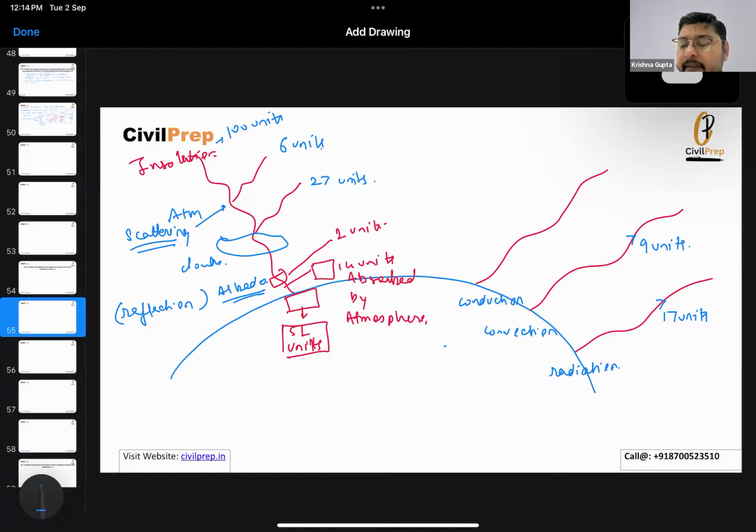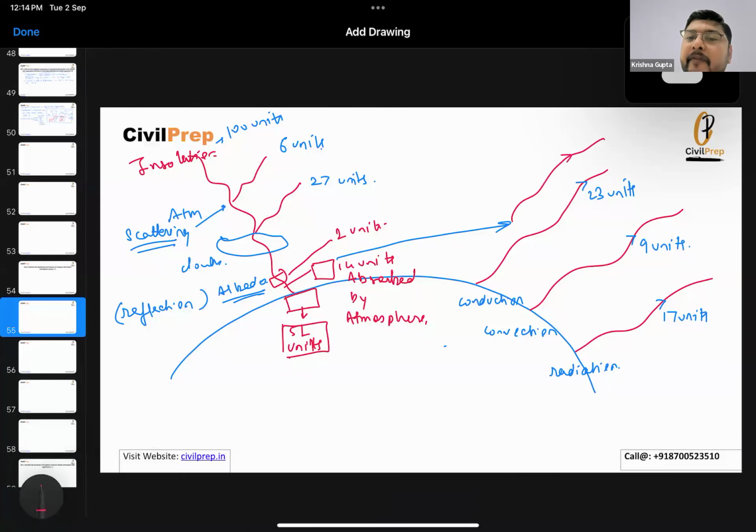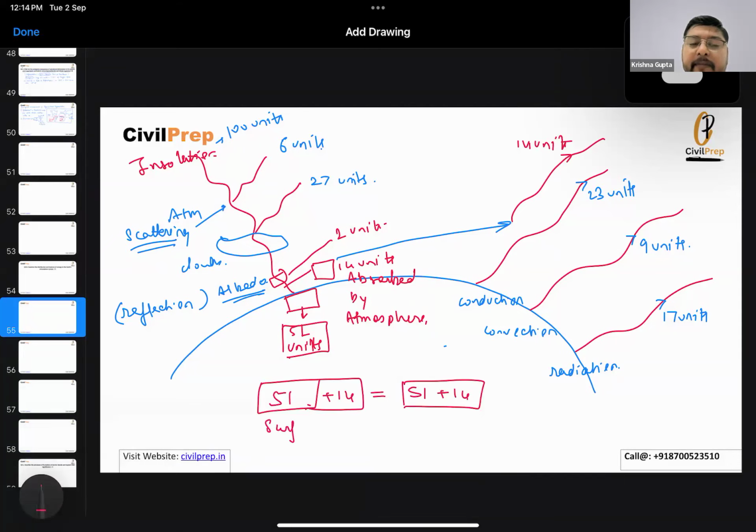How much do we have left here? It is around 23 units, going back by the process of conduction. Plus these 14 units absorbed by the atmosphere, it again goes back. So this gives us the heat budget of Earth: 51 units plus 14 units, absorbed by the surface and the atmosphere. This is the heat budget and heat balance of the earth.